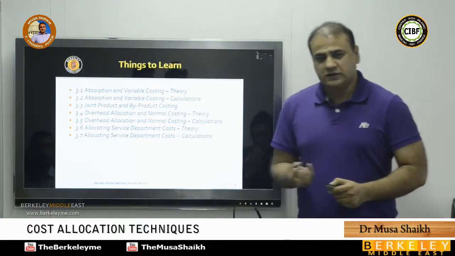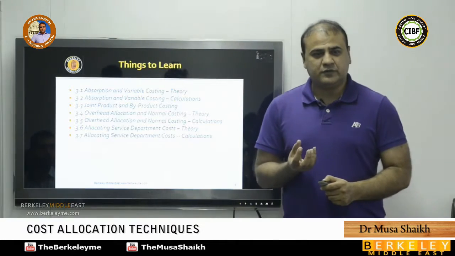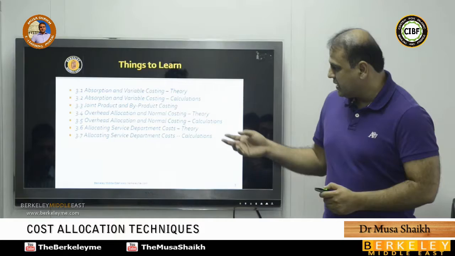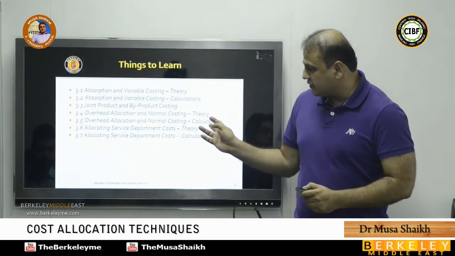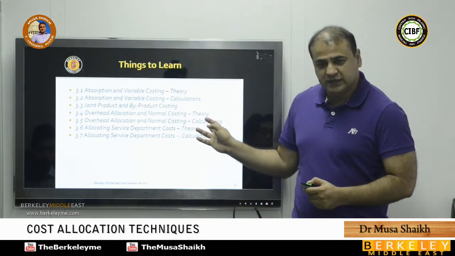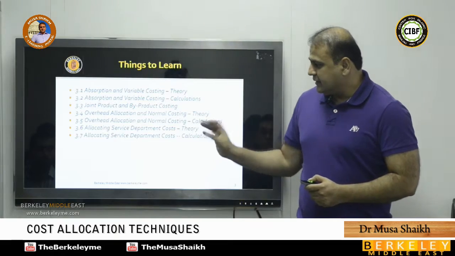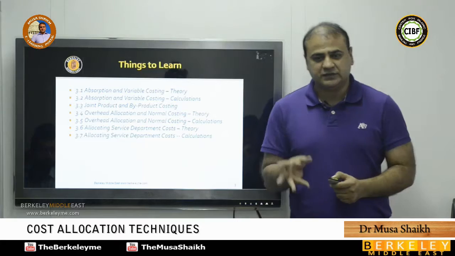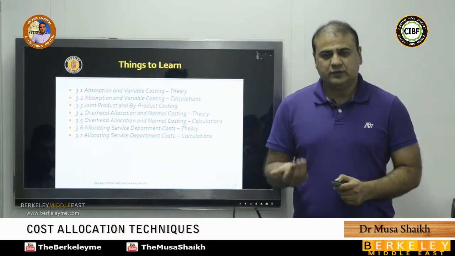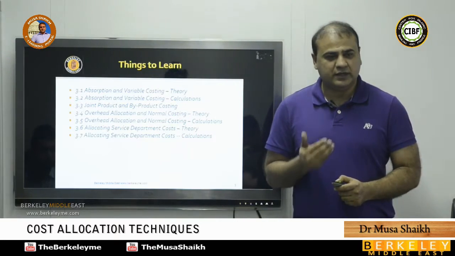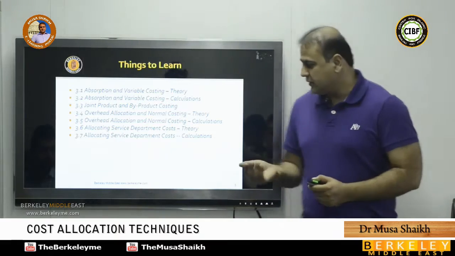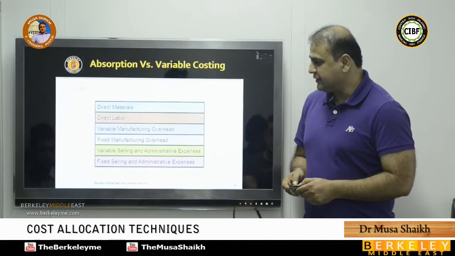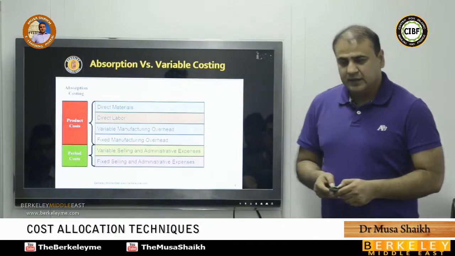When we talk about costing, a lot of cost is a joint product and a byproduct. What is the concept in terms of theoretical way, and how we will do a couple of calculations related to it. In the last, we'll see how to allocate the service department to the production departments. This is generally what we do for calculating the cost of goods sold. What is the concept and what are the numerical considerations that you should have.